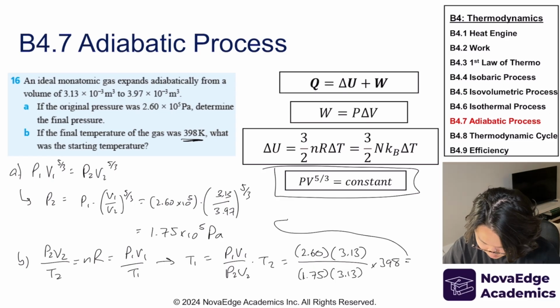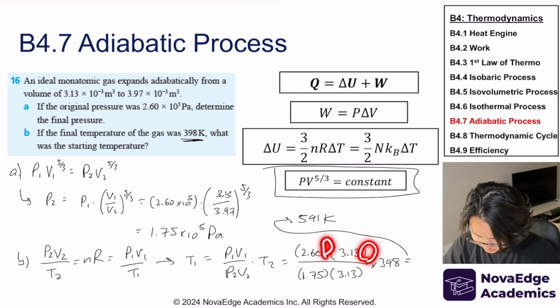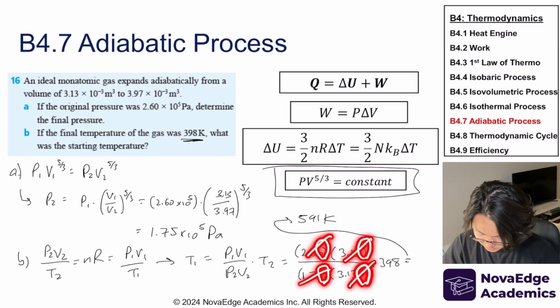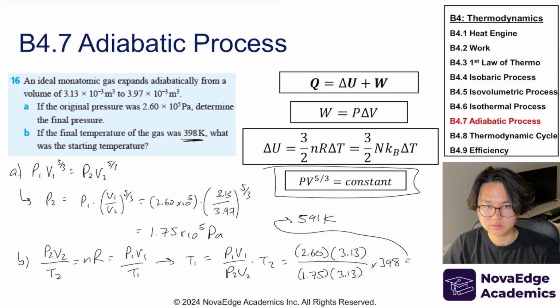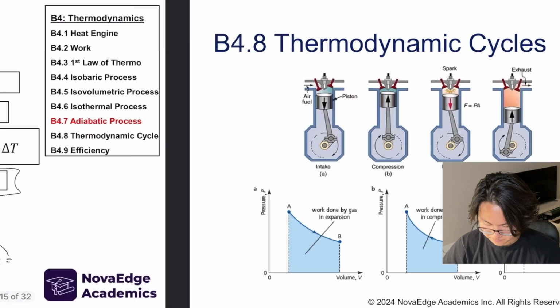This, let me just write it here, 591 Kelvin. And the reason why I didn't write times 10 to the power of 5 and times 10 to the power of negative 3 is because here is 10 to the power of 5, here is 10 to the power of 5, 10 to the negative 3, 10 to the negative 3, so they cancel each other out, okay? But don't be lazy like me and always write it out just in case you screw up. So write it out and see if you get the same answer as me, okay?